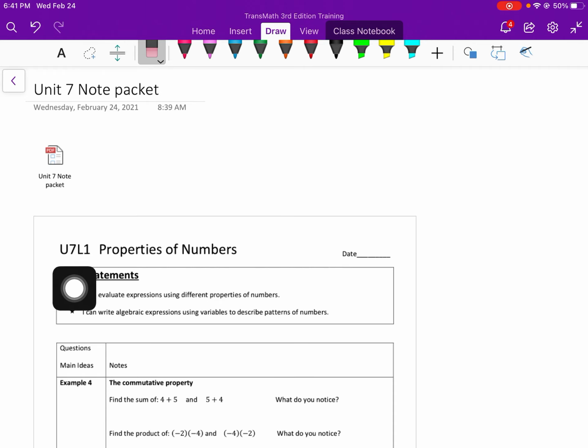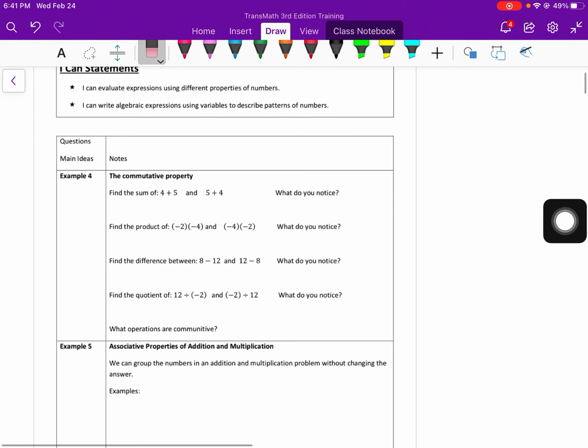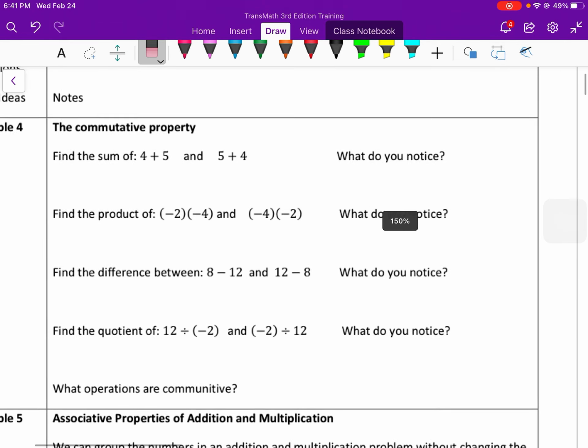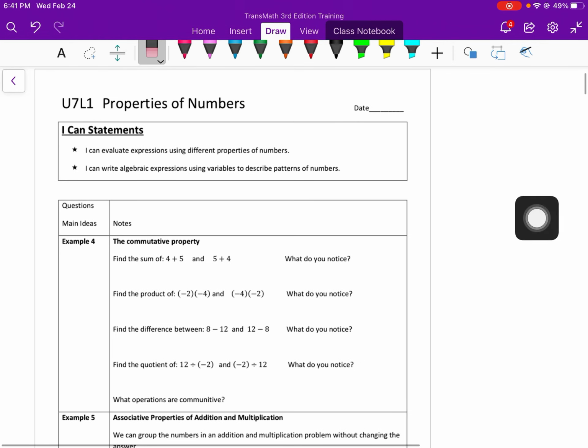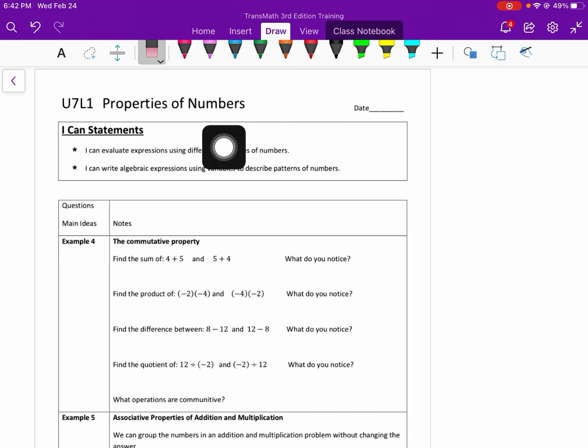And for today, we'll be looking at Unit 7, Lesson 1, Properties of Numbers. So if you missed class and you're watching this video, let me know if you have any questions regarding it. Unit 7 will be on Properties of Numbers.